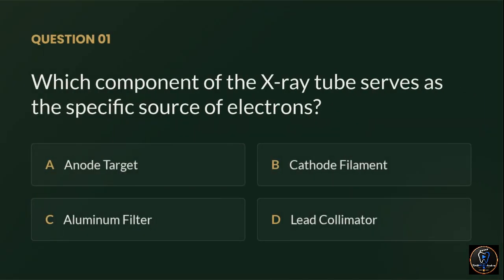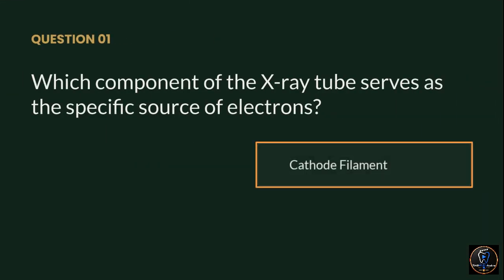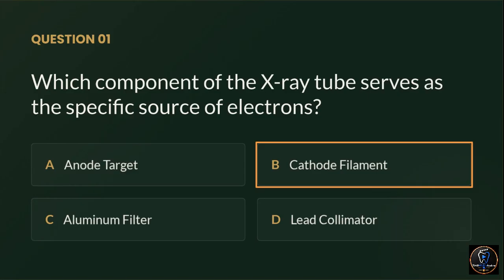Question 1. Which component of the X-ray tube serves as the specific source of electrons? The correct answer is the cathode filament, which releases electrons through thermionic emission.